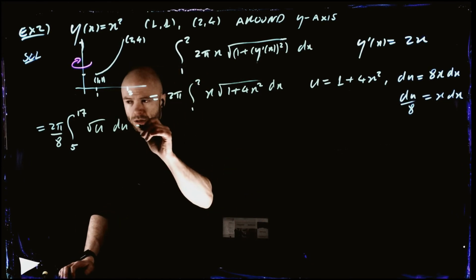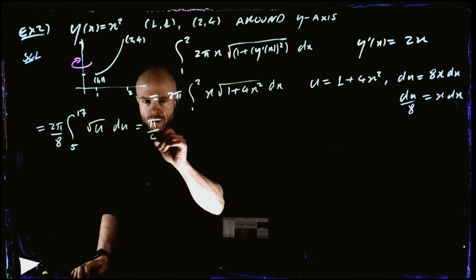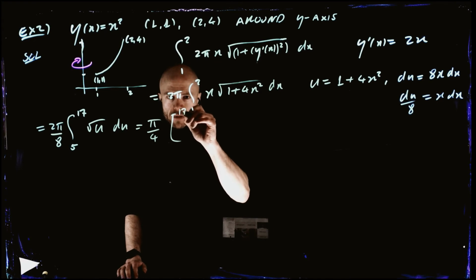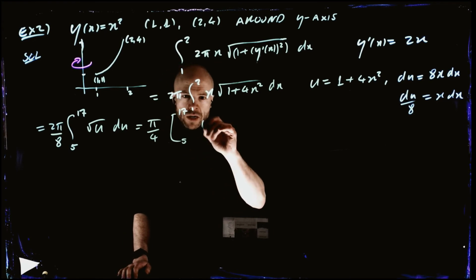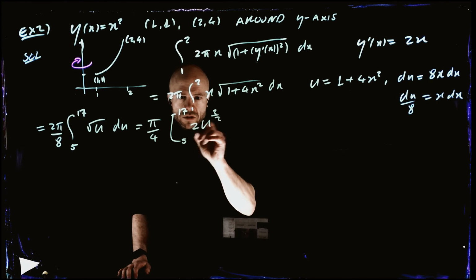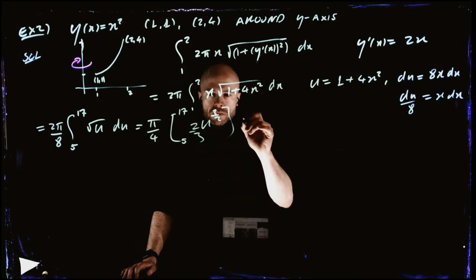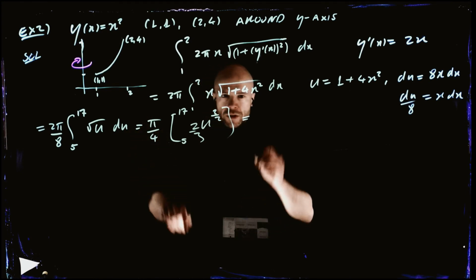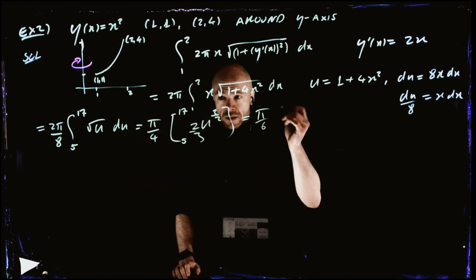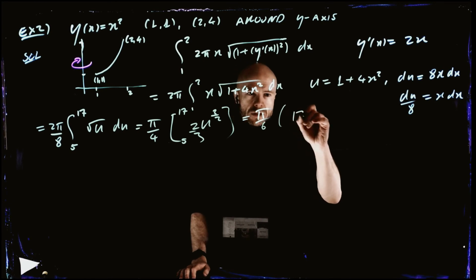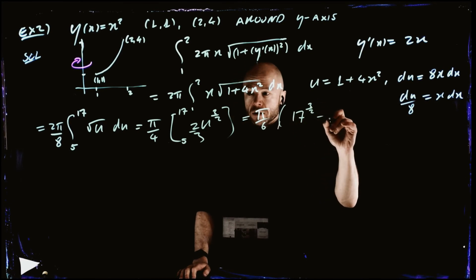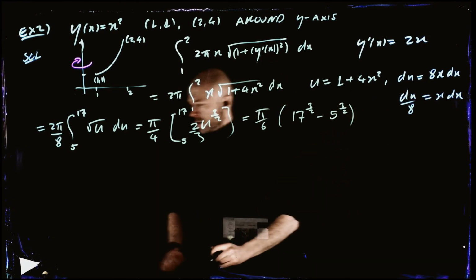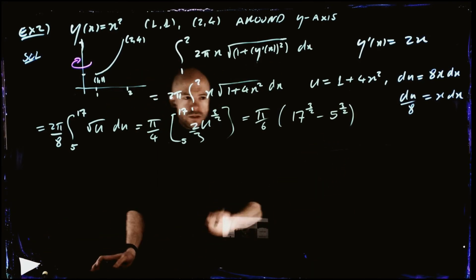Then this is just the integral. This is going to be pi over 4, and the antiderivative is u to the 3 over 2 times 2 over 3, from 5 to 17. Let's pull out some numbers: we have pi over 2, over 3, so it's pi over 6. Then we put the numbers in: 17 to the 3 over 2 minus 5 to the 3 over 2. And that's the right answer.